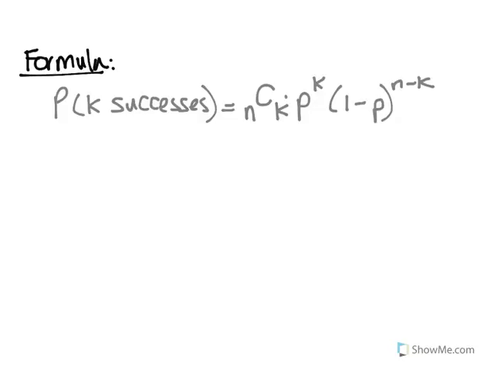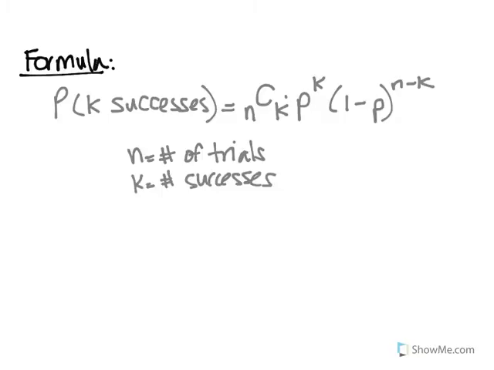So first, n is the number of trials. For example, if you're drawing something 10 times, then n would be 10. That's the number of trials that you have. K is the number of successes. So for example, if you're drawing 10 times and you want exactly 5 successes, k would be 5.